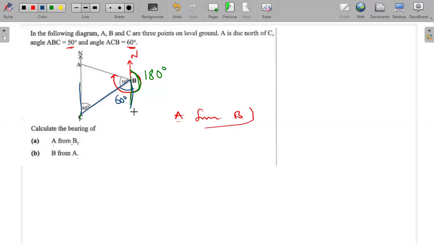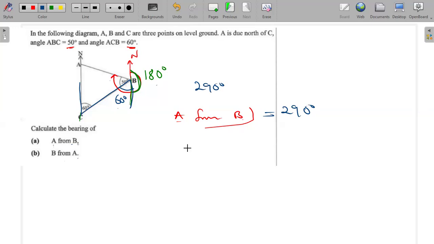So to get what I want, I just add the 180, the 60, and the 50, and that is my answer. So 50 degrees plus 60 plus 180 degrees gives me 290 degrees. So the bearing that I want is 290 degrees. Okay, so let's look at whether there is another way we could have used to find this.